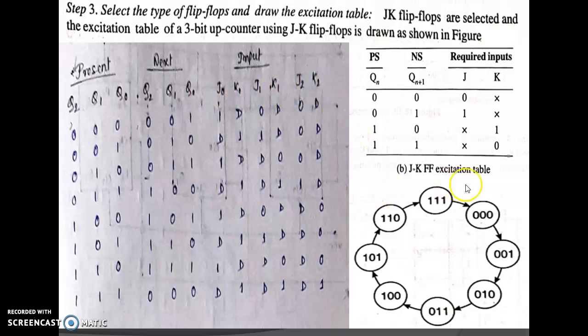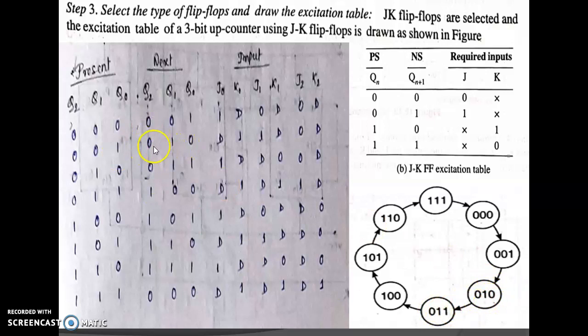First we look at the state diagram. We start counting in 0 state, that means here. So this is the present state, that's why we put the value in present state 0, 0, 0. So the next state is 0, 0, 1. Next step 0, 0, 1 is the present state. So the next state is 0, 1, 0.